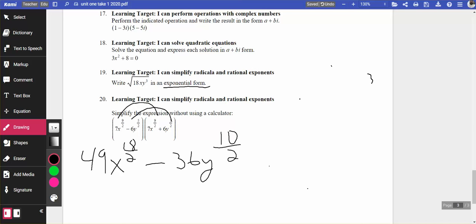And when you do that, the inner and outer terms go away. So that's going to be 49x to the 9th minus 36y to the 5th. So it's really not anything that you should have any problem with. I believe that covers all the big ticket items.